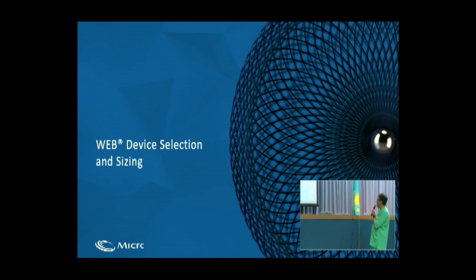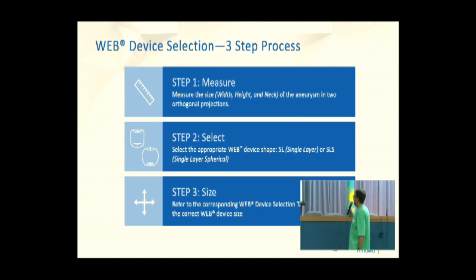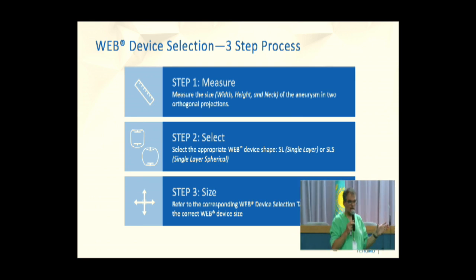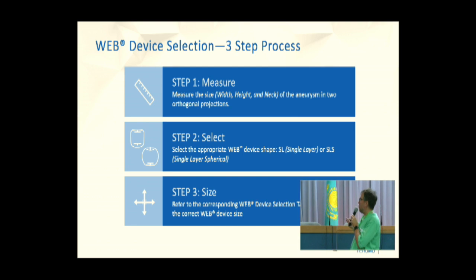So let's go into the device selection and sizing. That's the most important thing, and we made it a 3-step process. You measure, you select which type of device you're going to use. There are 2 shapes of web available in general, and then you pick the right size out of the selection table.